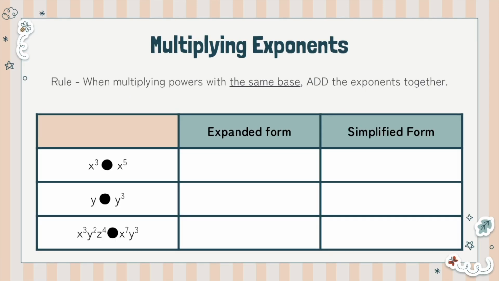So our first rule in exponents is, when multiplying powers with the same base, we're going to add the exponents together. So here we've got x to the third times x to the fifth. So we're going to be multiplying them, so we're going to be adding them because they have the same base of x to the third and x to the fifth.